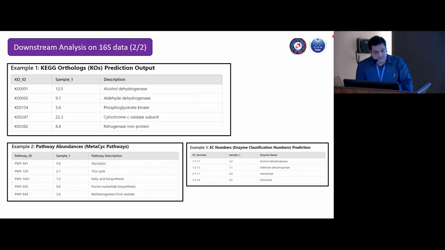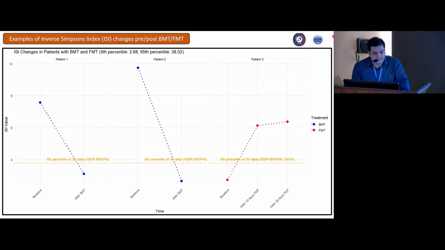So this is how the tables look. From the stool sample you can see alcohol dehydrogenase pathways enriched, and likewise you can also have pathways like glycolysis, TCA cycle. So you can gain those biochemistry insights from simply nucleotide FASTQ data.